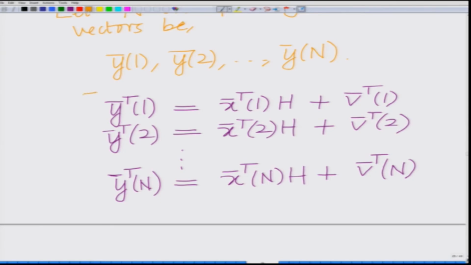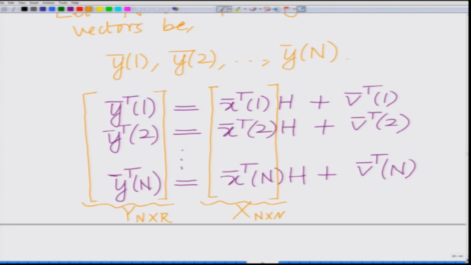Now I can stack all these as a matrix. This is your matrix Y, which has n rows each of size r, so this is n cross r. Then x bar transpose 1, x bar transpose 2 up to x bar transpose n is your pilot matrix, which is n cross m, times the MIMO channel matrix, which is m cross r, and we can stack the noise vectors as n rows, each row of dimension r. This is the n cross r noise matrix.